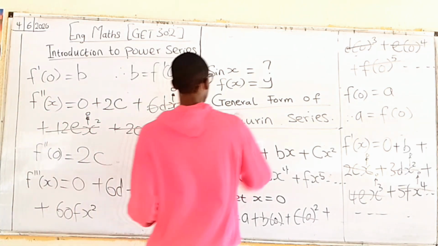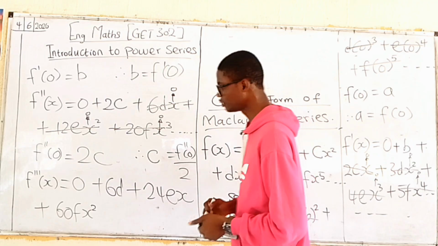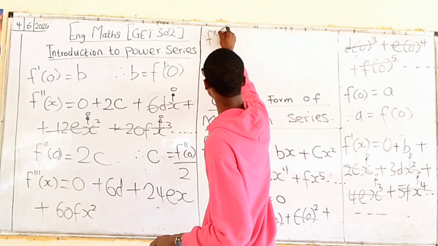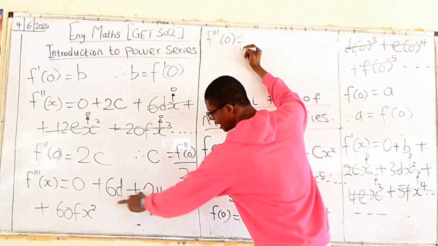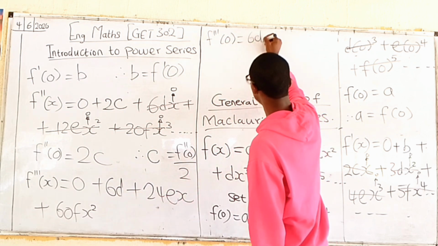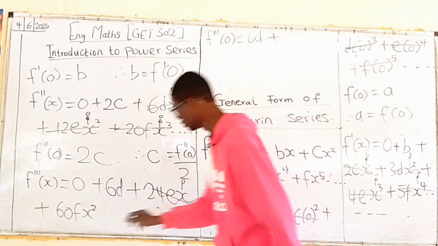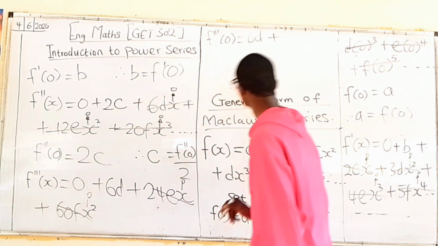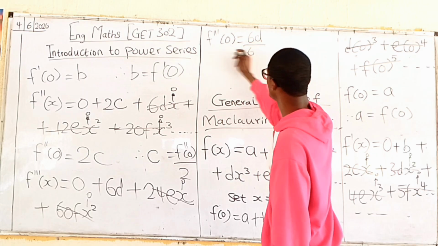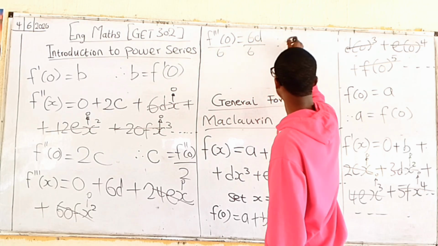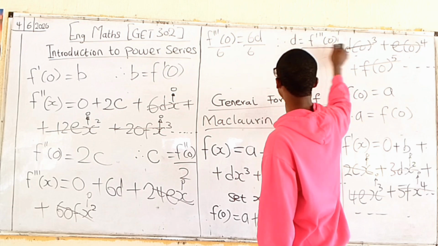So for us to now be able to get the values, we will now need to substitute 0. So we have f prime of 0 is equal to, if you put 0, there is no x here, so you have 6d only, plus every other thing will go to 0. So this is equal to this, so no need of writing this. Right? So dividing both sides by 6, therefore, d is equal to f prime of 0 all over 6.